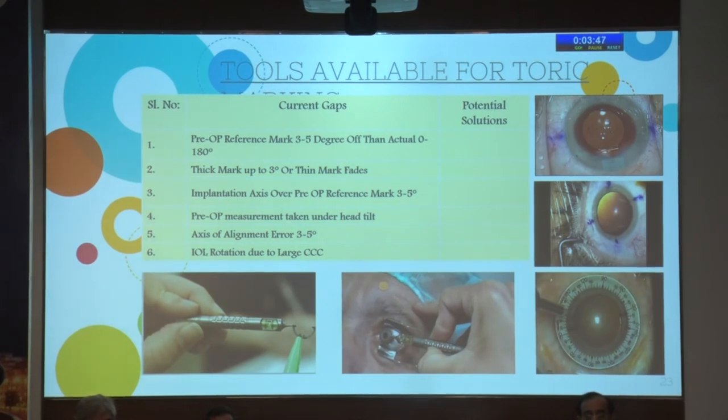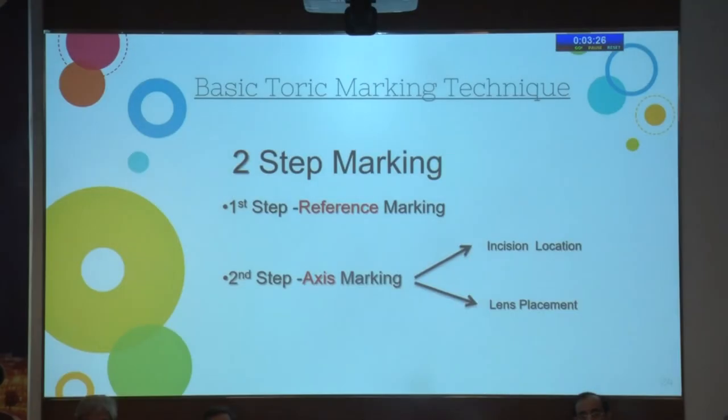Preoperative reference mark, we need three marks. 3 to 5 degree off here and there will change the results. Thick marks up to 3 degree, or thin marks also give different results. Implantation axis over pre-op reference marks. So these are the current gaps. So what are the solutions? Basic toric marking needs two step marking, reference marking and axis marking.